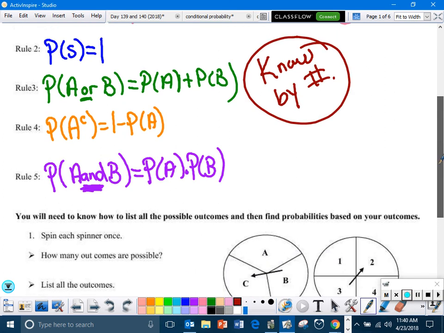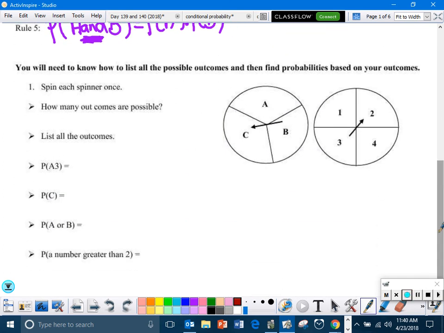All right, let's go down to the spinner. We're going to spin each spinner 1 time. Okay, how many outcomes are possible? Well, there are 3 on this spinner and 4 on this spinner. So how many outcomes are possible? 3 times 4, which is 12.